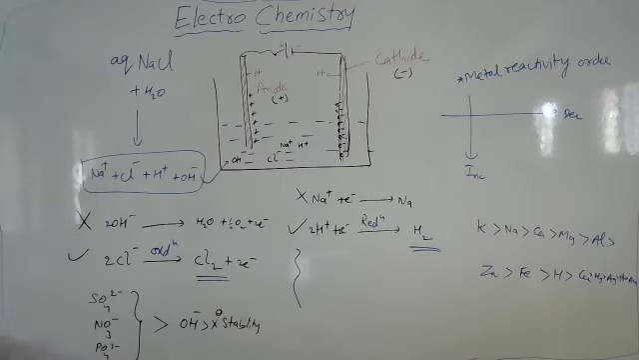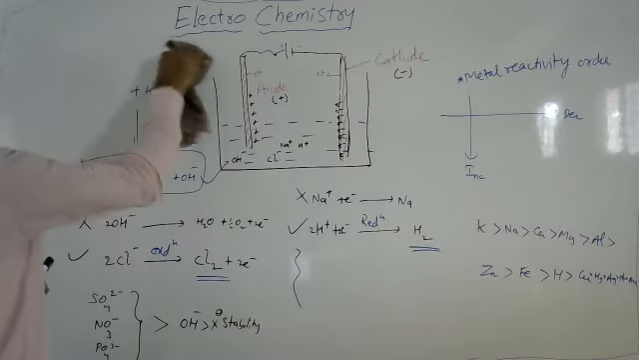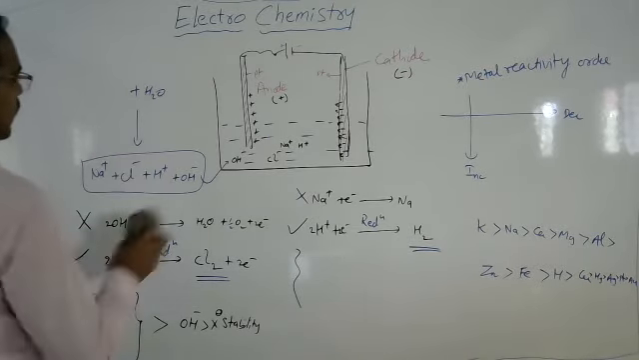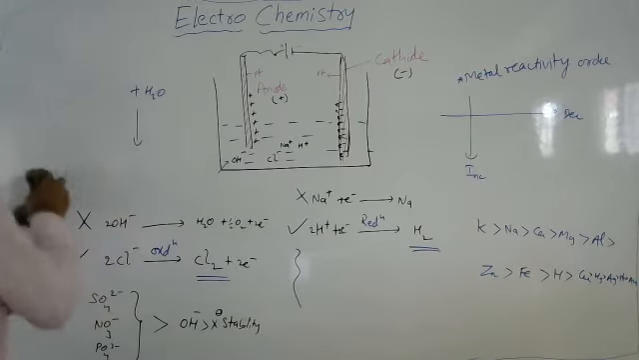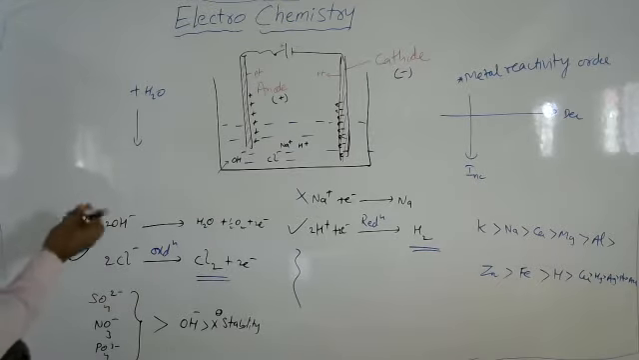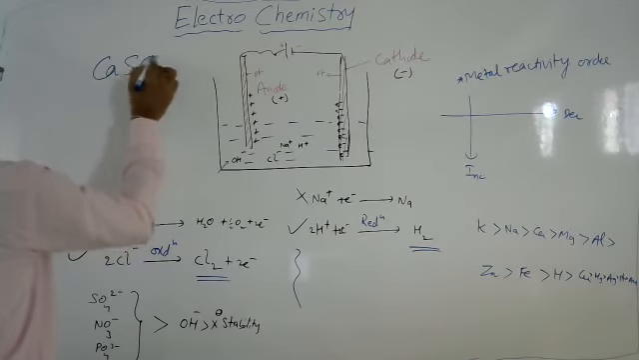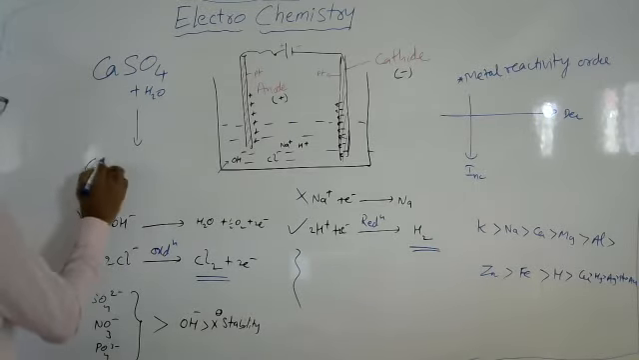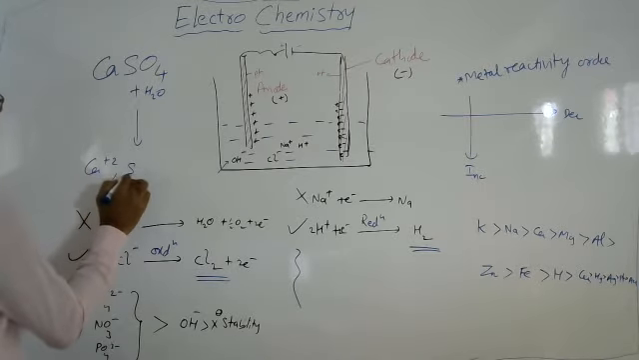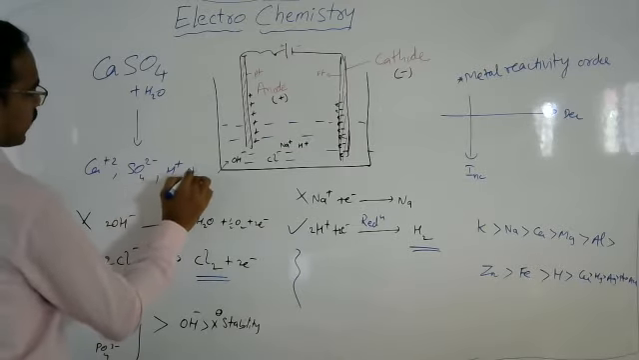Right. So I will take one example. You have to tell which gases or which metal is depositing at the cathode and anode. Now I am taking aqueous calcium sulfate. What are the ions here? Calcium plus 2, sulfate 2 minus, H plus, OH minus.